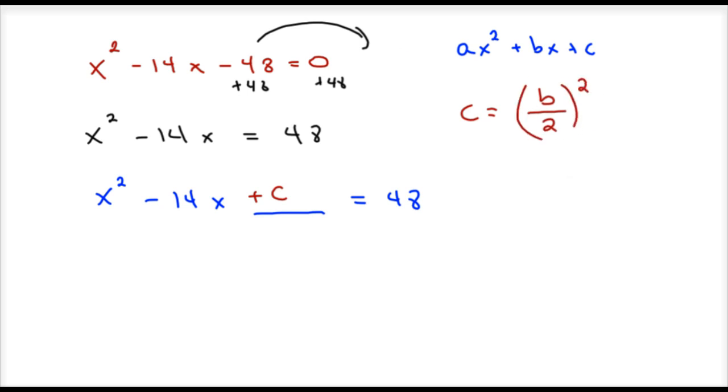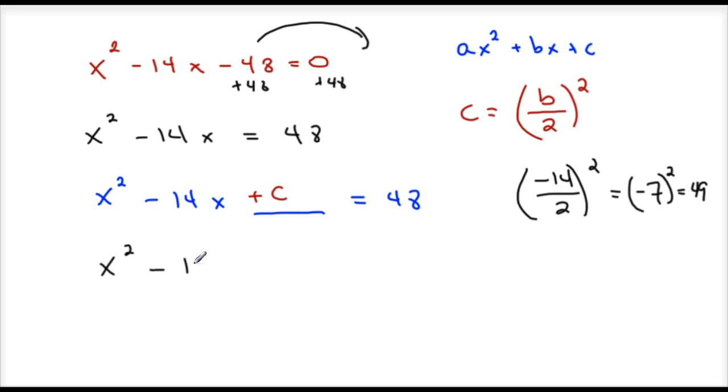So if we use this one, we're going to say b is negative 14 divided by 2, squared, which is going to be negative 7 squared, which is 49. So the term that I'm going to put here that's going to make this work perfectly for me is going to be x squared minus 14x plus 49 equals 48. This 49 is going to make this factorable into a perfect square.